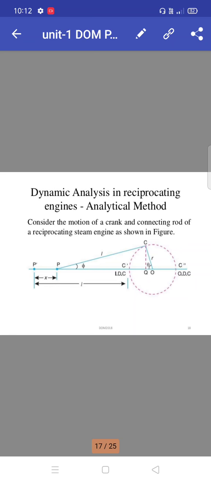So, the analytical method. Consider the motion of a crank and connecting rod of a reciprocating steam engine as shown. We discussed earlier that PC specifies the connecting rod and OC is the crank. Depending upon the rotation of the crank, the connecting rod moves to and fro. That is called reciprocating motion. Reciprocating motion is converted into rotary motion, and vice versa. These are the concepts we frequently use here.